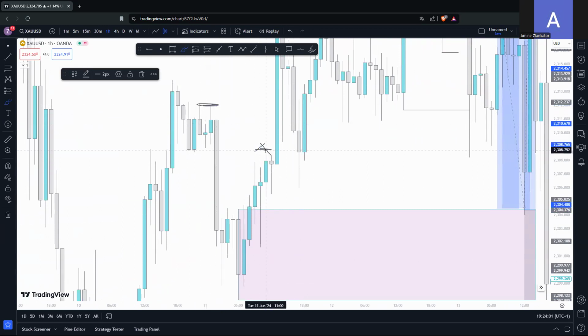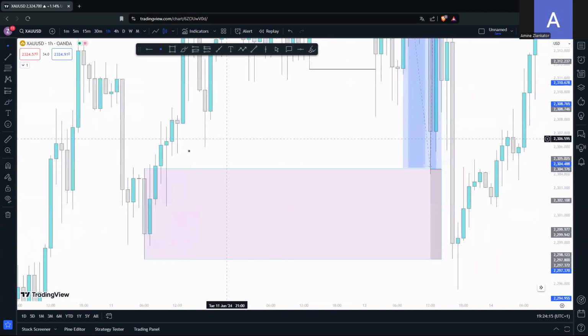This one doesn't count because it's after. Okay. This is the second breakout. Did price ever come back after the second breakout? No, it didn't. So it is fresh. Okay. Now it came back after the first breakout. Does that matter? No, it doesn't matter. Okay. It's still valid. So this is still fresh.